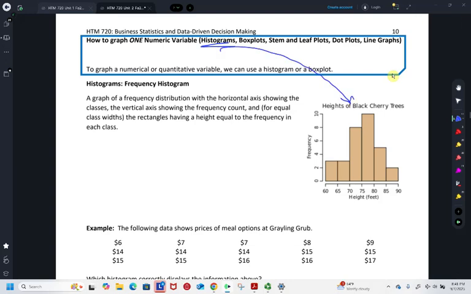Here is a picture of a histogram. It differs from a bar plot in that the bars are all smooshed together. They are lined side by side and no gaps are allowed. Whenever I observe a histogram, the first step is to look at the story behind that histogram. So this histogram represents numerical data on the heights of black cherry trees.